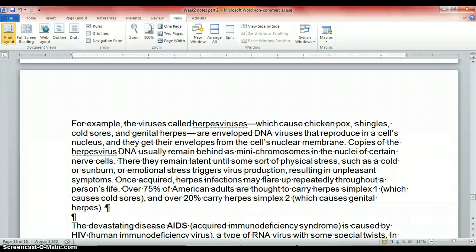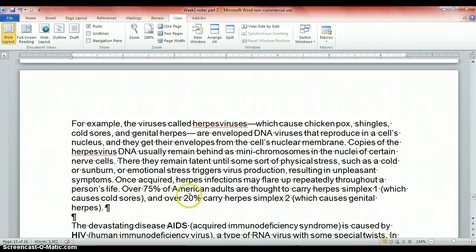I really think about this with shingles, because you have the chickenpox. It hangs around. If you're under a lot of stress, you can get the shingles. Now, thankfully, there's a vaccine for that, the chickenpox. Where was I going? Resulting in unpleasant symptoms. Once acquired, herpes infections may flare up repeatedly throughout a person's life.